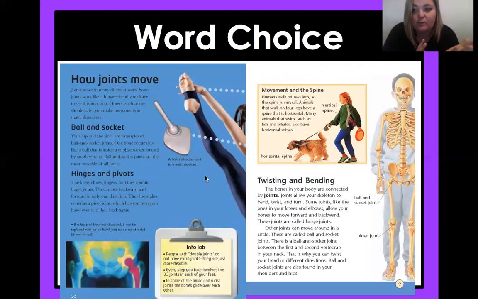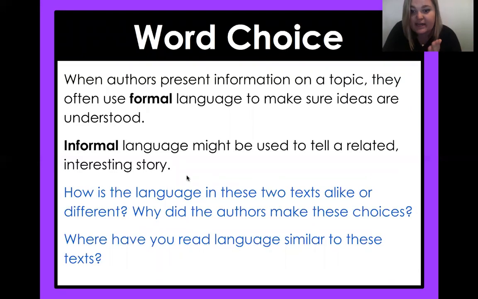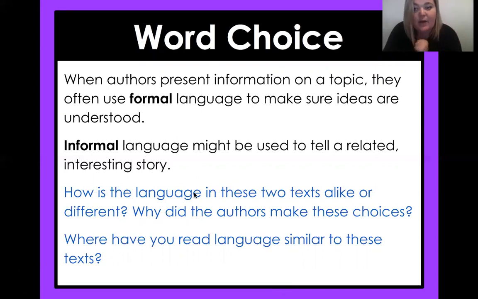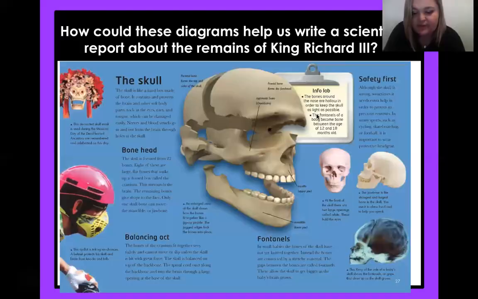First off, we're going to hop into these two texts. We're going to look at Movers and Shapers, and we're going to look at Skeletons Inside and Out, and we're going to answer this question first. How is the language in these two texts the same, and how is it different? And then, why did the author make these choices? So let's go ahead and look.